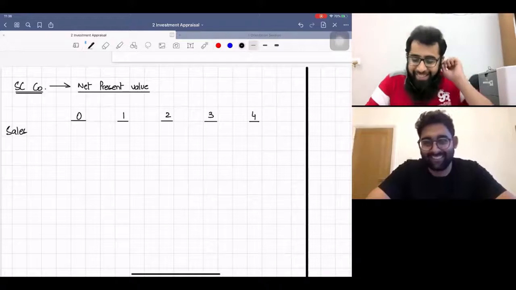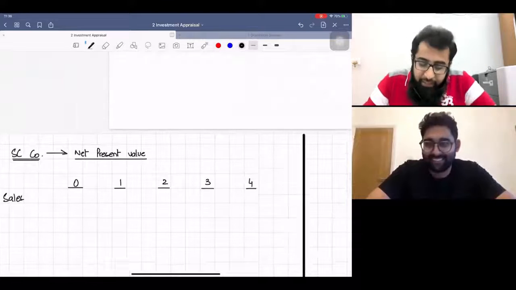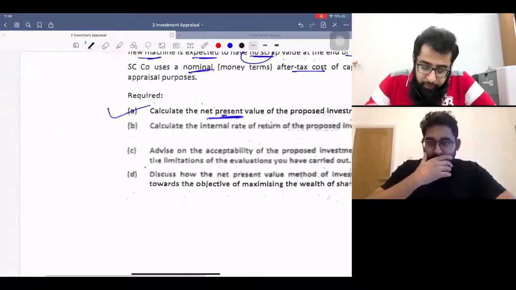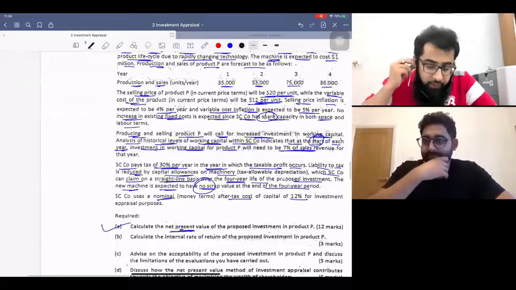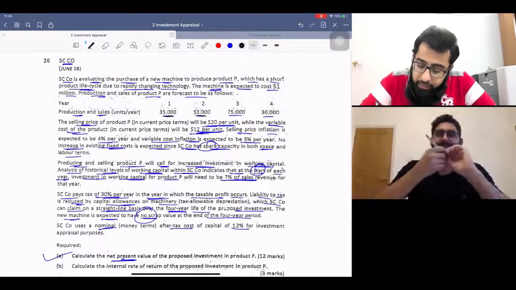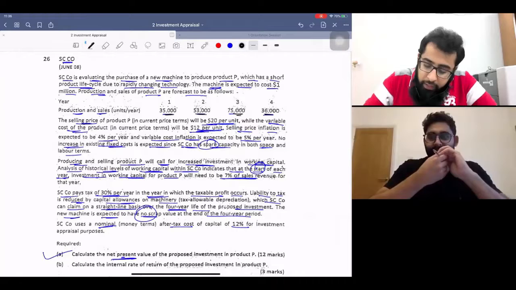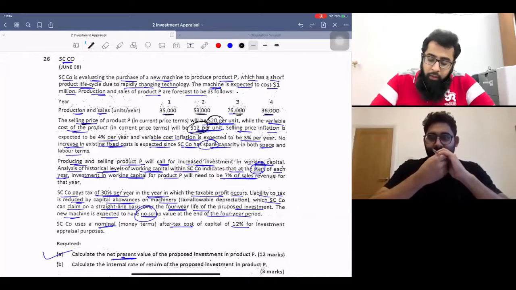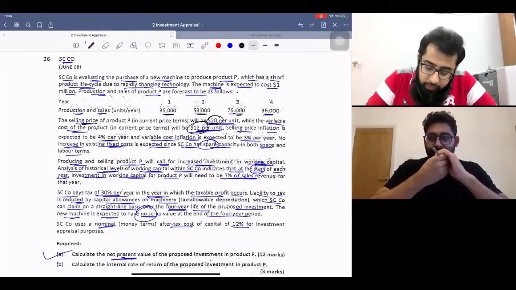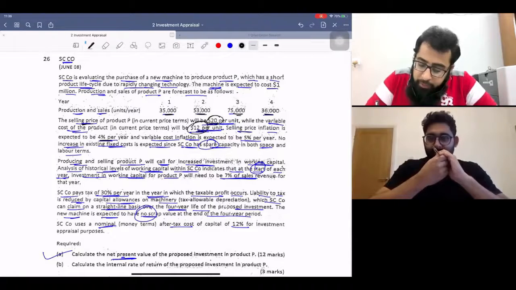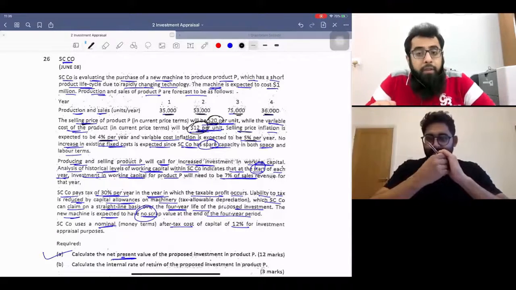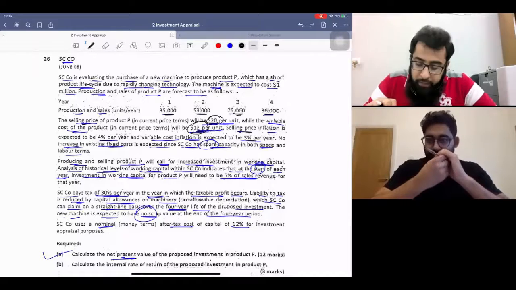So, let's look at sales first of all. 35,000, 53,000, 75,000 and 36,000 units. But first of all, we have to calculate the inflated selling price and variable cost, $20 and $12. Inflation is 4% for selling price and 5% for variable cost. So let's make an analysis again.